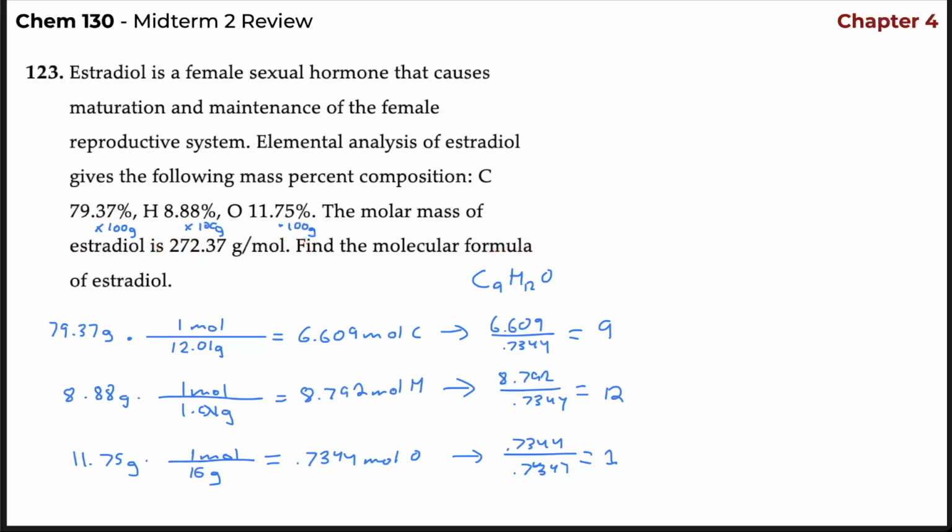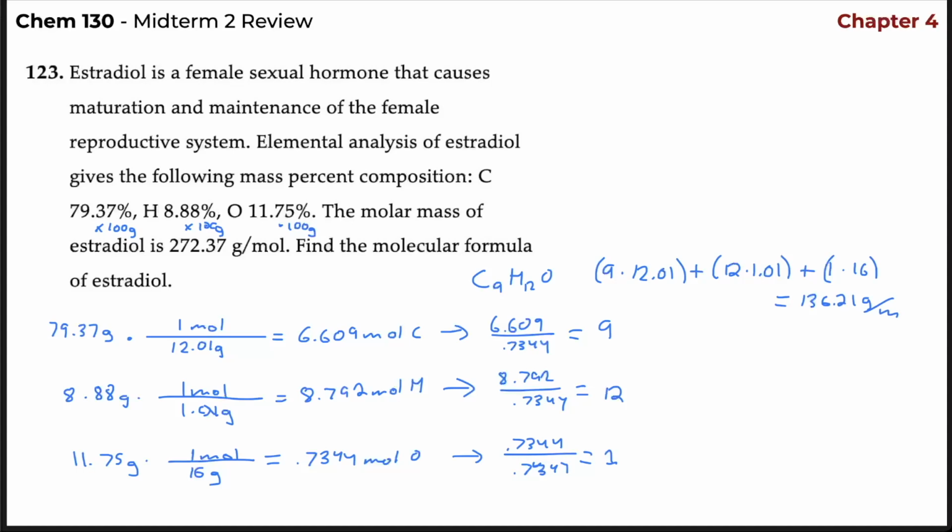To find the atomic mass of this, we can multiply the moles of each atom by their atomic weight. So we're going to do 9 carbon atoms times 12.01 grams per mole, plus 12 hydrogen atoms times 1.01 grams per mole, and then we're going to add on 1 oxygen atom times 16 grams per mole. And what is that going to get us? That's going to get us 136.21 grams per mole.